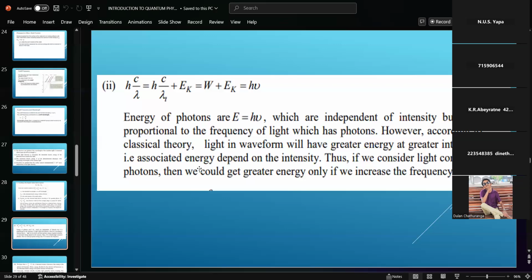Then in the classical theory, light in wave form will have greater energy at greater intensity, right? But it is independent of intensity in quantum theory.